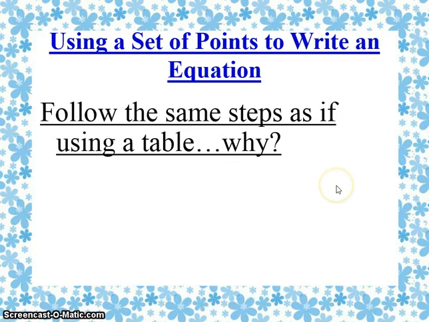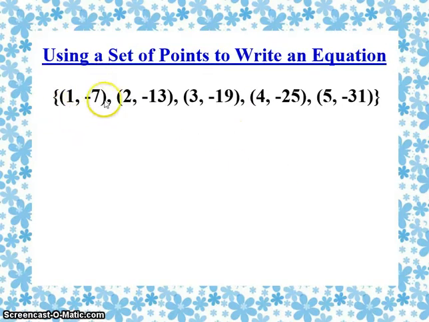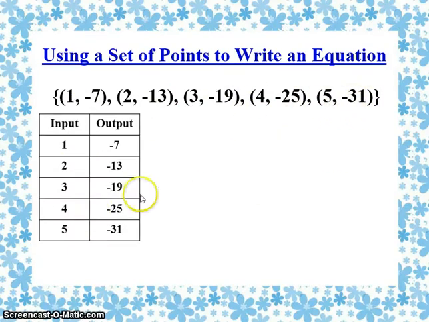Now, for a set of points, we will use the same steps. Why? Because a table organizes a set of points. So here you see a set of points: 1, -7, 2, -13, 3, -19, 4, -25, 5, -31. You can take this set of points and organize it into a table and then use the same steps you had before. Look for the constant rate of change.